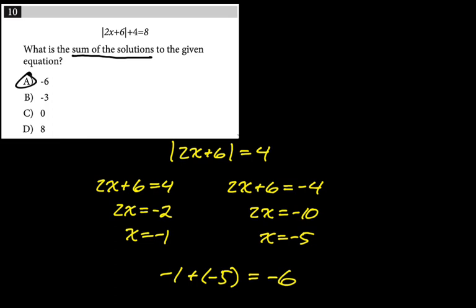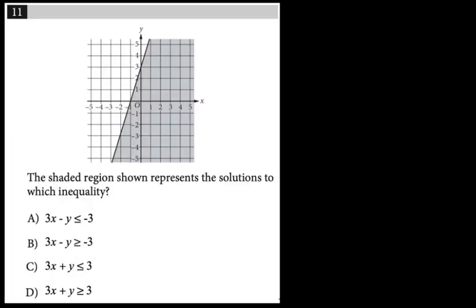All right, let's take a look at the next problem. The shaded region shown represents the solutions to which inequality? Okay, so I look at this and I think to myself, I'm going to write the equation of that line, right? So we've got a line that is going through the point 0, 3 on the y-axis. It's going through the point -1, 0 on the x-axis. So if you start at -1, 0, go 1 over, you go 3 up. The slope is 3. The y-intercept is 3. That line is definitely y equals 3x plus 3.